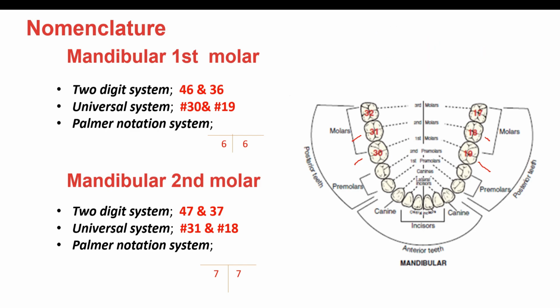And in the Palmer notation system, denote the arch as the lower arch, and for the first molar write 6 on each quadrant and 7 for the second molar.